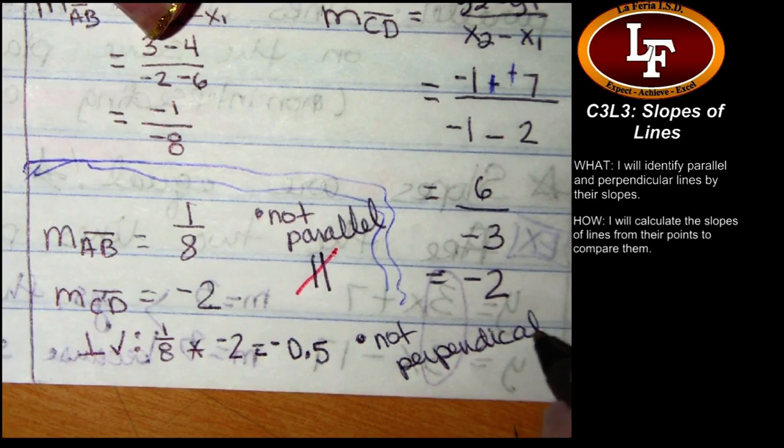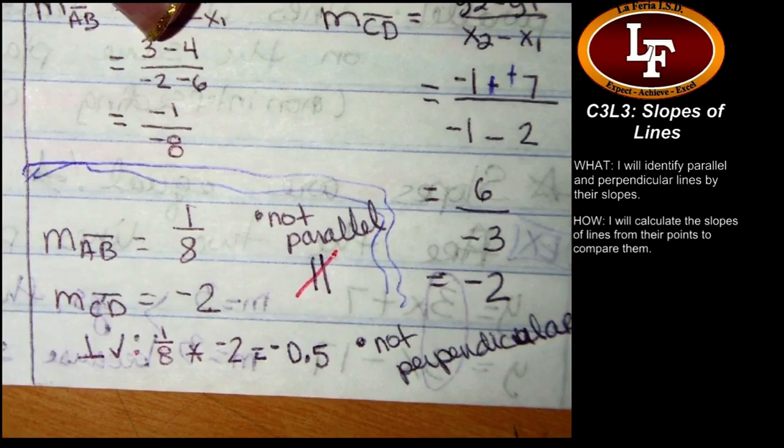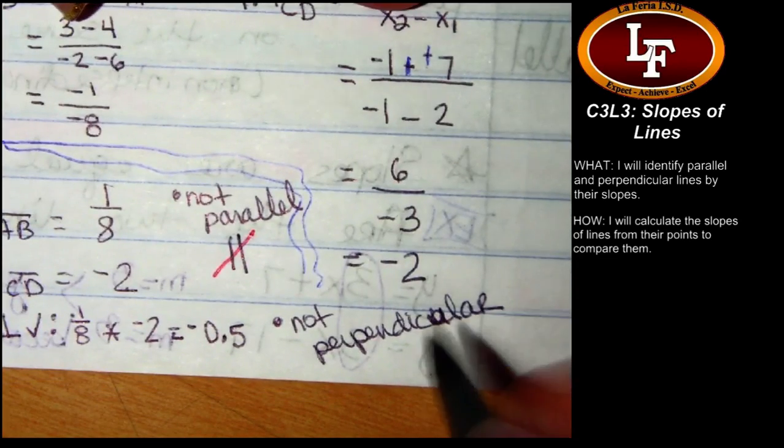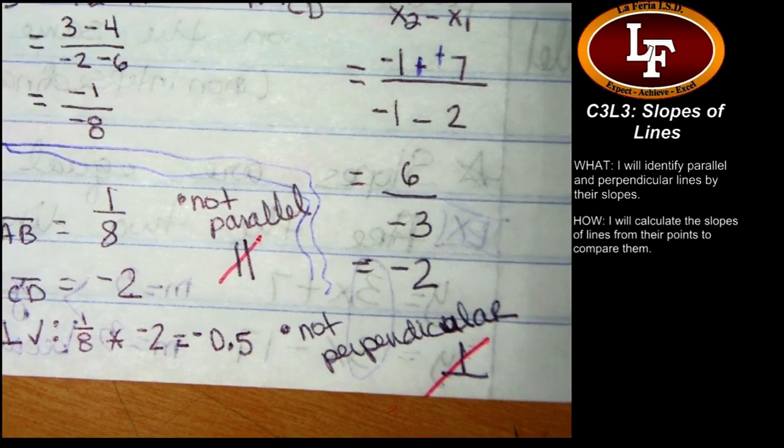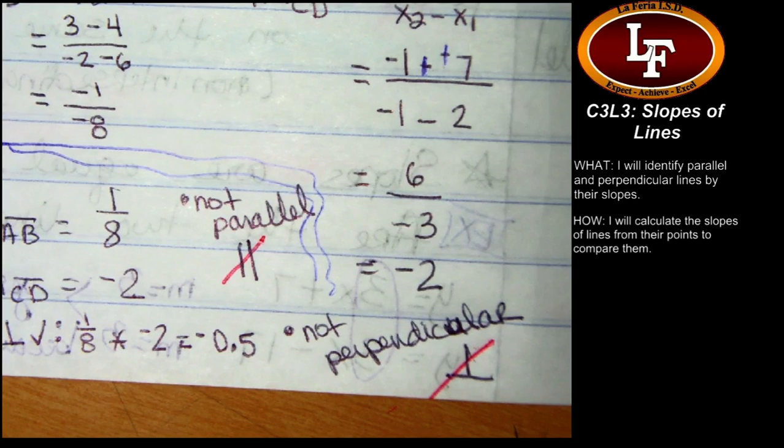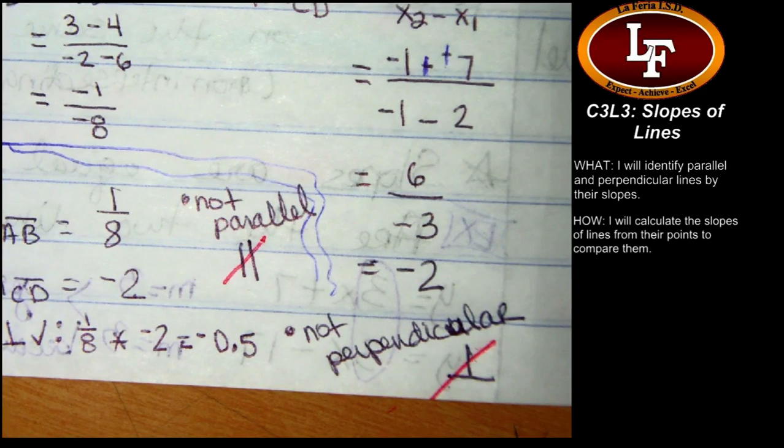And so the symbol we're going to use for not perpendicular is we're going to do the upside down T for perpendicular, and then scratch a line through them. So whatever these two lines are, they're not parallel and they're not perpendicular. Do you feel comfortable deciding if they're parallel or perpendicular based off the equation? Yes.